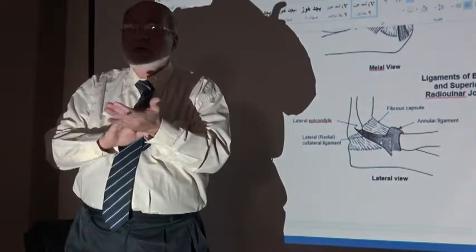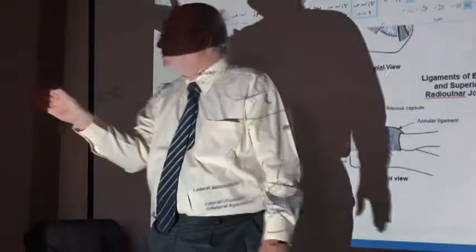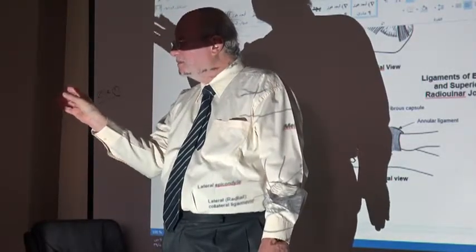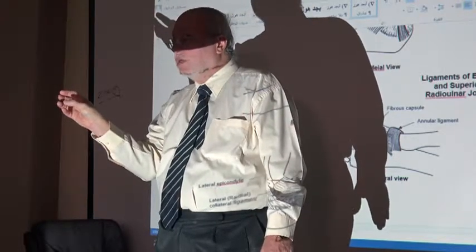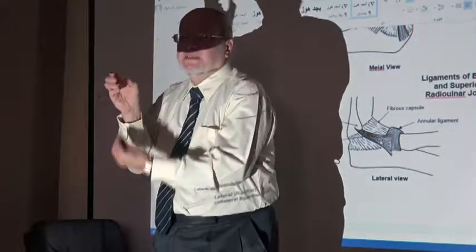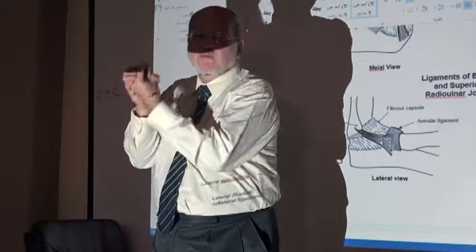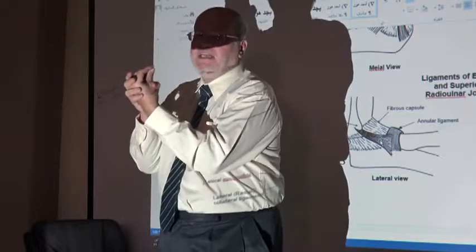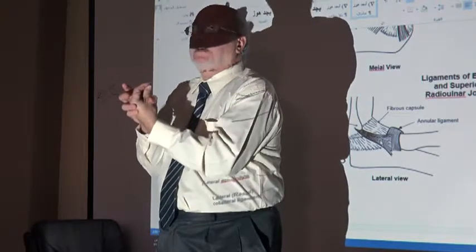The annular ligament is narrower below. It is not cylindrical; it narrows from below, around the neck, to avoid downward dislocation of the head. So it closes under the head here, narrower below, so the head cannot dislocate downward.